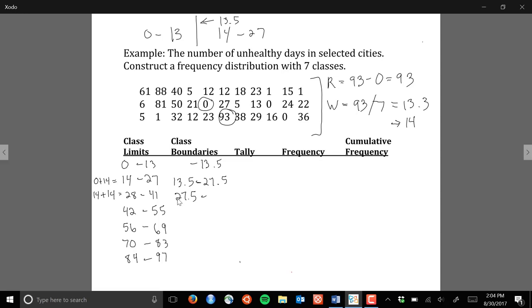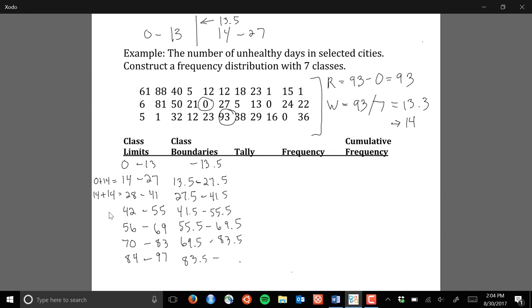So the midpoint between 41 and 42 is going to be 41.5. So the upper class boundary for the third class is 41.5. The lower class boundary for the fourth class will be 41.5. And we continue this pattern here. So this upper class boundary is going to be 55.5. That lower class boundary will be 55.5. We move up to 69.5 and 83.5.